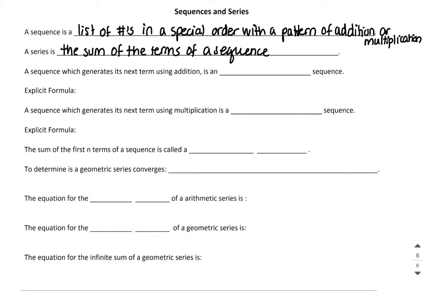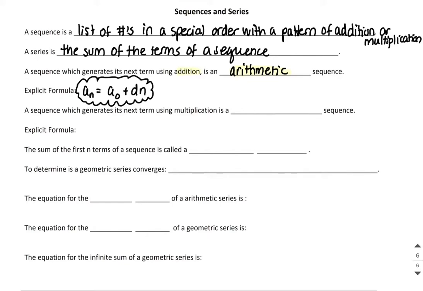A sequence which generates its next term using addition is an arithmetic sequence. So when I see addition is the pattern, I know it's arithmetic. And the formula for that is a sub n is equal to a sub 0 plus d times n. A sub 0 is the term before the first term. D is the common difference.